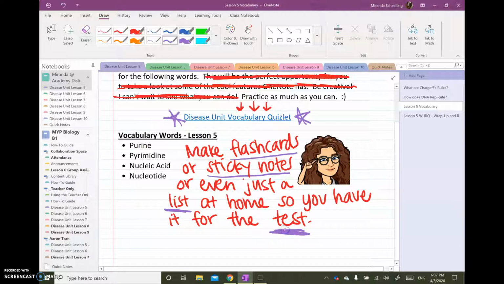Because as you guys remember last time, if you don't know what these words mean and these words show up on your exam, how are you supposed to answer the question, right? So you need to know what these words mean, okay? So put them somewhere so that you'll be ready for the test.